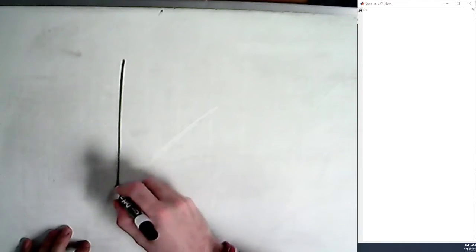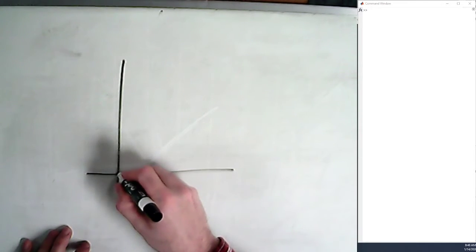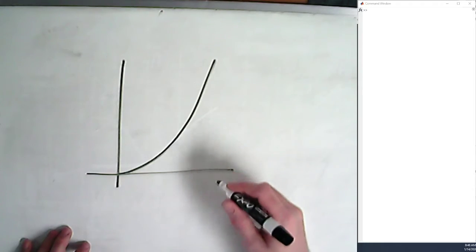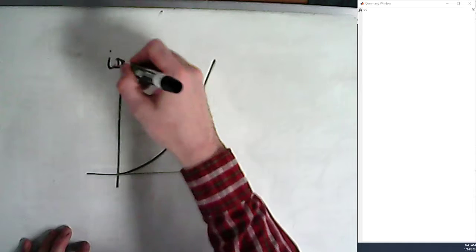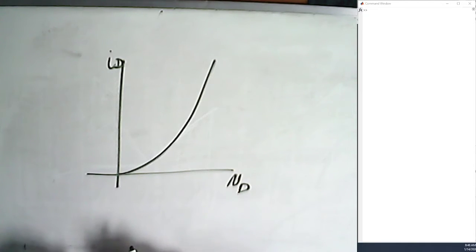This will be a quick discussion. We want to go back to the exponential model for a diode for just a second. And this was VD. This is ID.